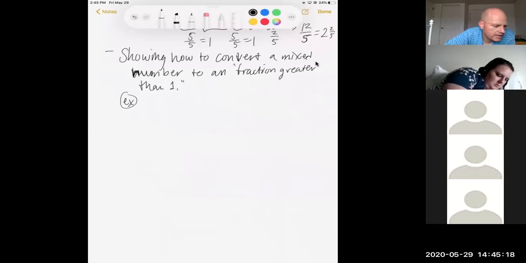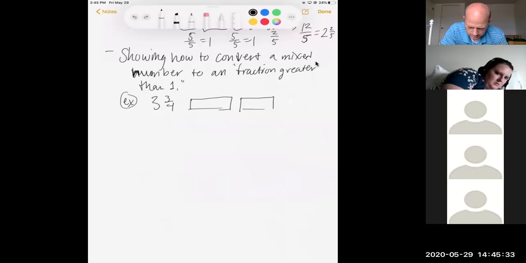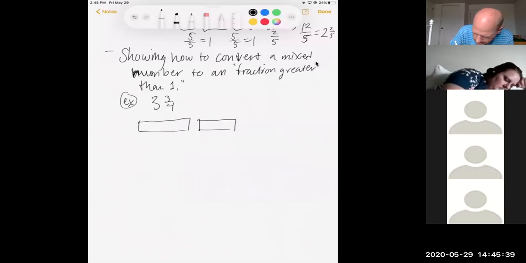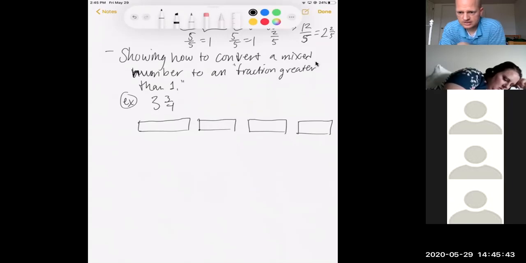The mixed number that we had was 3 3/4. So you want to draw out the 3 3/4. So we'll draw 3 holes. And I need to draw out, well, those are too big then. Let's draw out some more room here. Here's 3. And I need a 4th one because I have the 3/4 there.